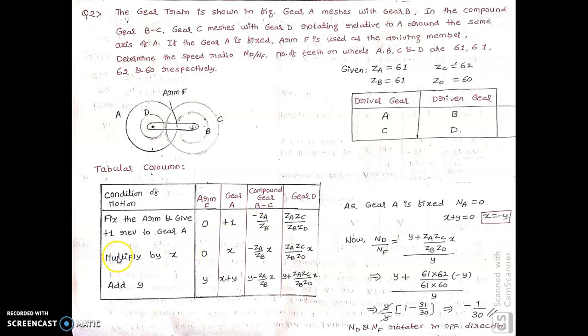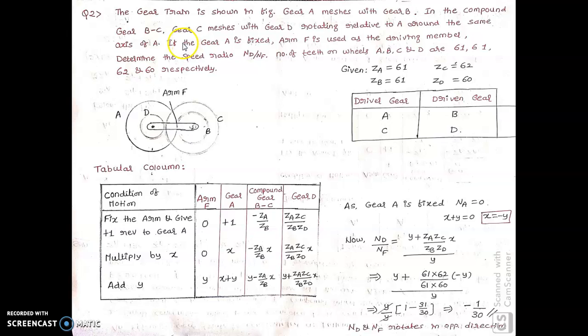It's just multiply x with the first row. So we will get 0, and x into 1, x into this quantity and x into this quantity, right? Then add y. Just add y to the second row. So you will get these values. Now what is the speed of the arm F? It is y. Speed of gear A is x plus y. Speed of gears B and C is this quantity. What is the speed of gear D? This quantity.